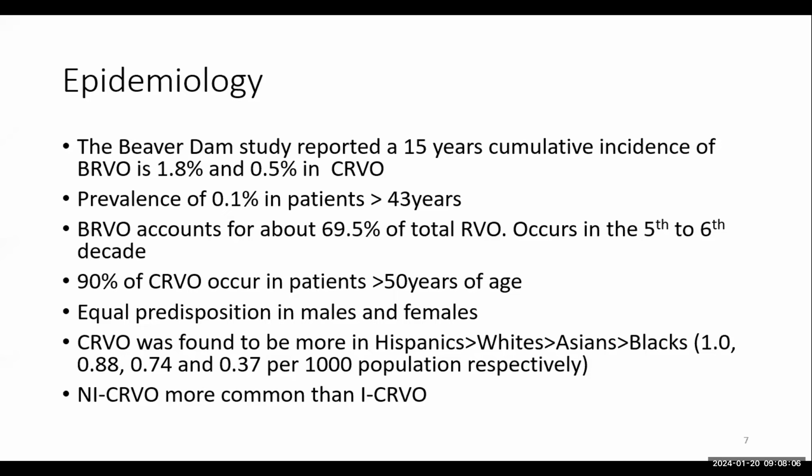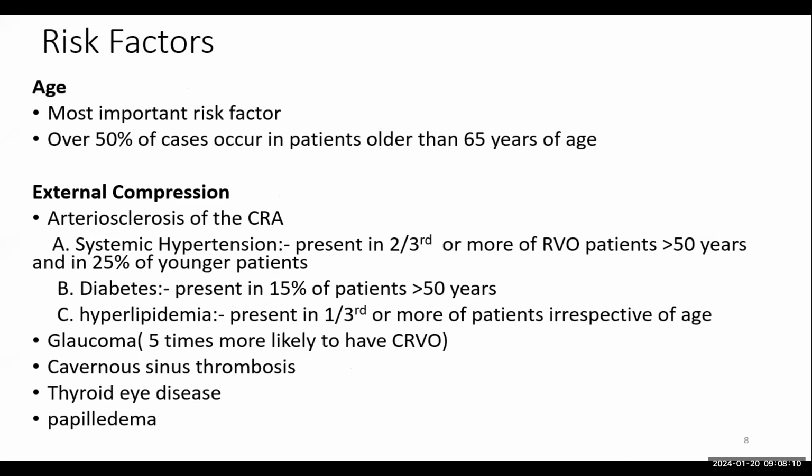The non-ischemic central retinal vein occlusion is more common than ischemic central retinal vein occlusion. So talking about the pathophysiology, we want to highlight what are the risk factors for a person to even develop the retinal vein occlusion. It is said that the most important risk factor in developing retinal vein occlusion is age, as 50% of cases occur in patients older than 65 years of age.